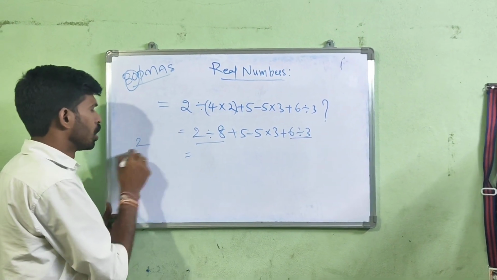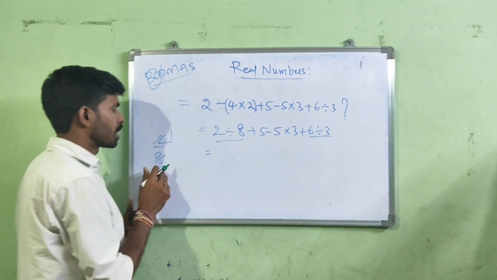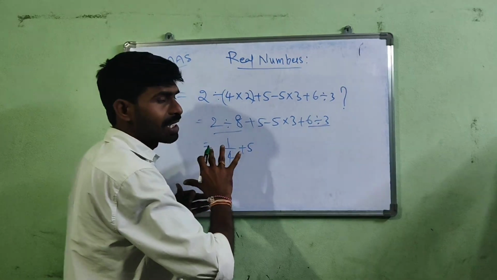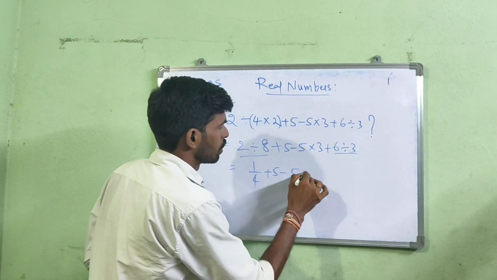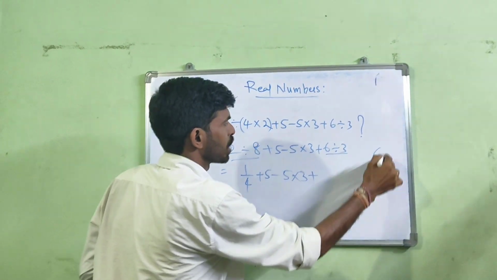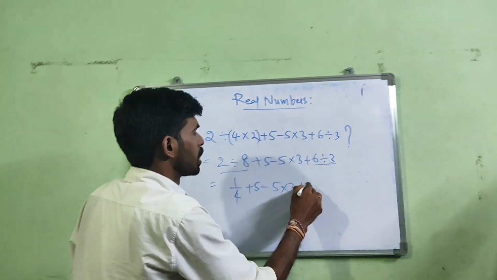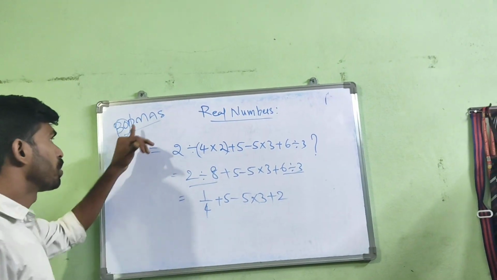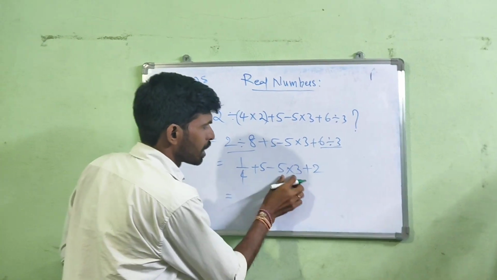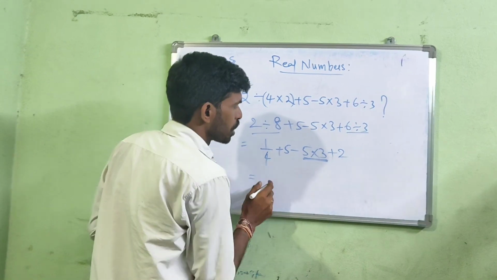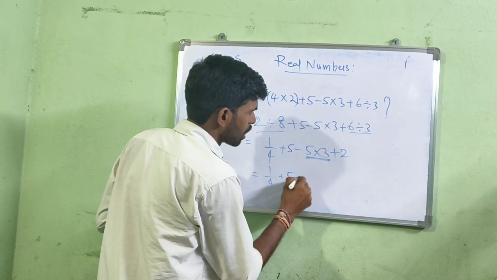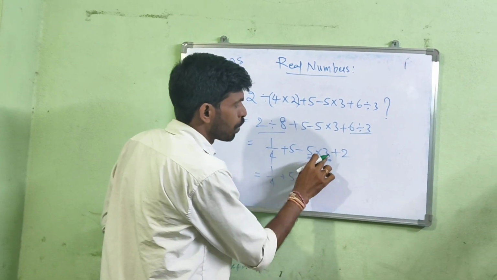2 divided by 8, how much is it? 2 ones are 2, 2 fours are 8. That is 1 by 4. So 1 by 4 plus 5, the remaining is the same as it is, into 3 plus 6 divided by 3. How much is it? 6 ones are 6, 6 twos are 12, so this is 2. Next, which operation do we need to do? Multiplication. After division, we need to complete multiplication. So we need to complete this one. 1 by 4, the remaining is the same: 5 minus, minus, the same as it is. Now 5 threes are how much?